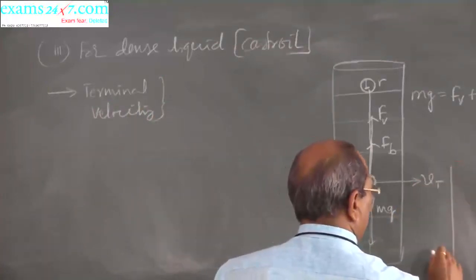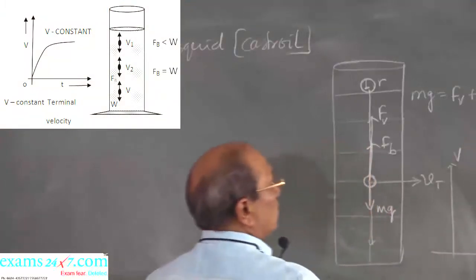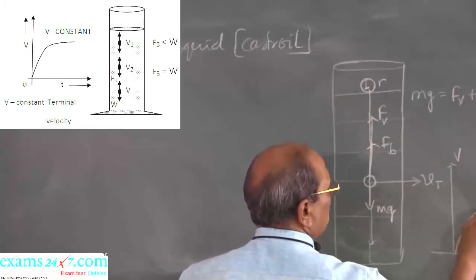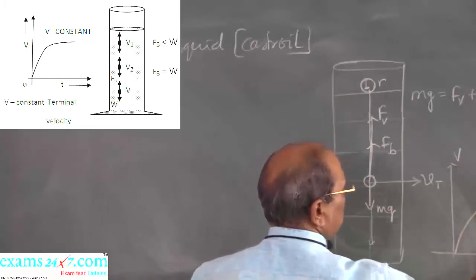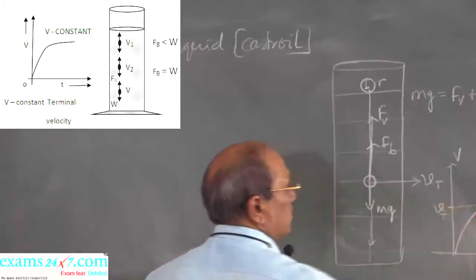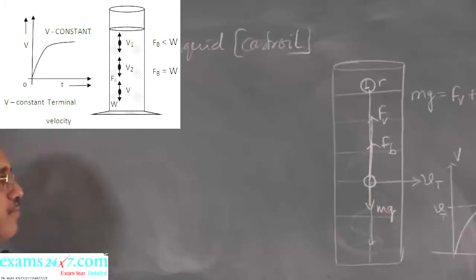If you draw a graph of velocity versus time, we see that as the ball comes down, the velocity goes on increasing and ultimately it remains almost at a constant value. This constant value that the ball attains when falling in a fluid is called the terminal velocity.